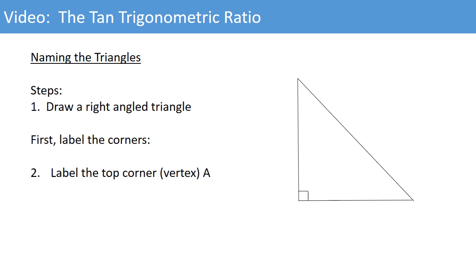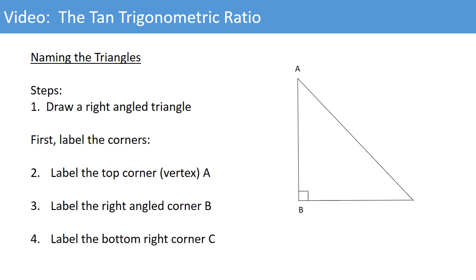First, label the corners. The top corner we're going to label vertex A. Label the right-angled corner B. The right-angled corner is marked by a little square box. Label the bottom right corner C.